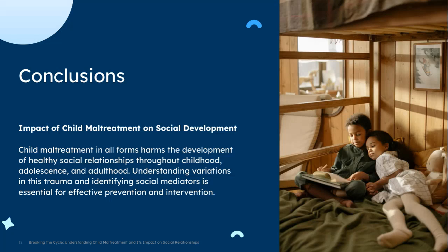As we conclude, it's crucial to understand that child maltreatment in all its forms profoundly impacts the development of healthy social relationships, not only during childhood but extending through adolescence and into adulthood. Recognizing the different ways this trauma can present and identifying the social factors that mediate its effects are key to designing effective prevention and intervention strategies.